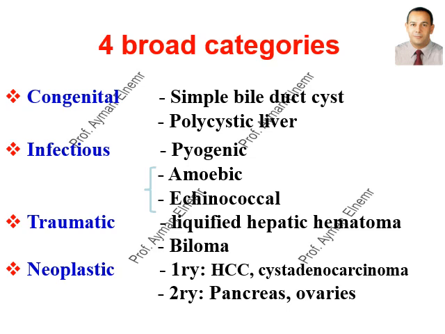The congenital category includes simple bile duct cyst, polycystic liver disease. The infectious category includes pyogenic liver abscess, amoebic liver abscess, echinococcal cyst or hydatid cyst. The traumatic category includes liquefied hepatic hematoma and biloma. The neoplastic category is either benign or malignant.